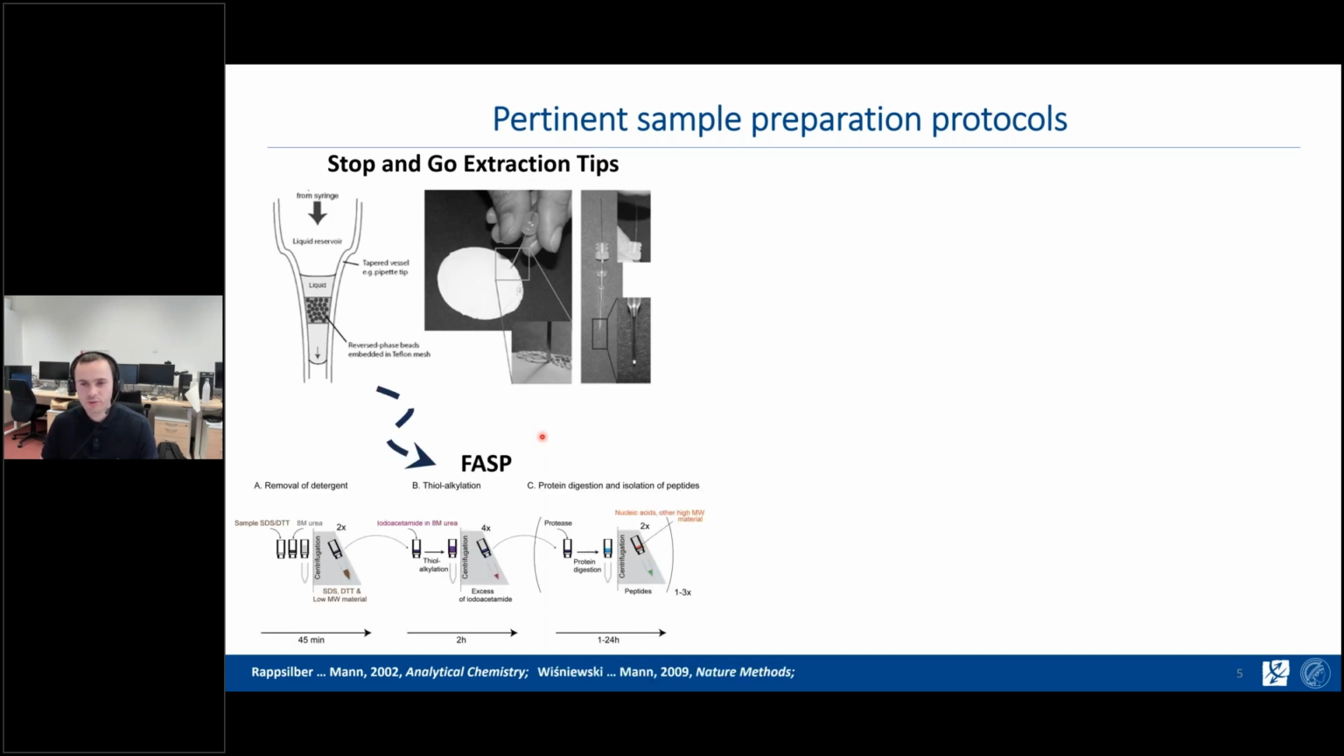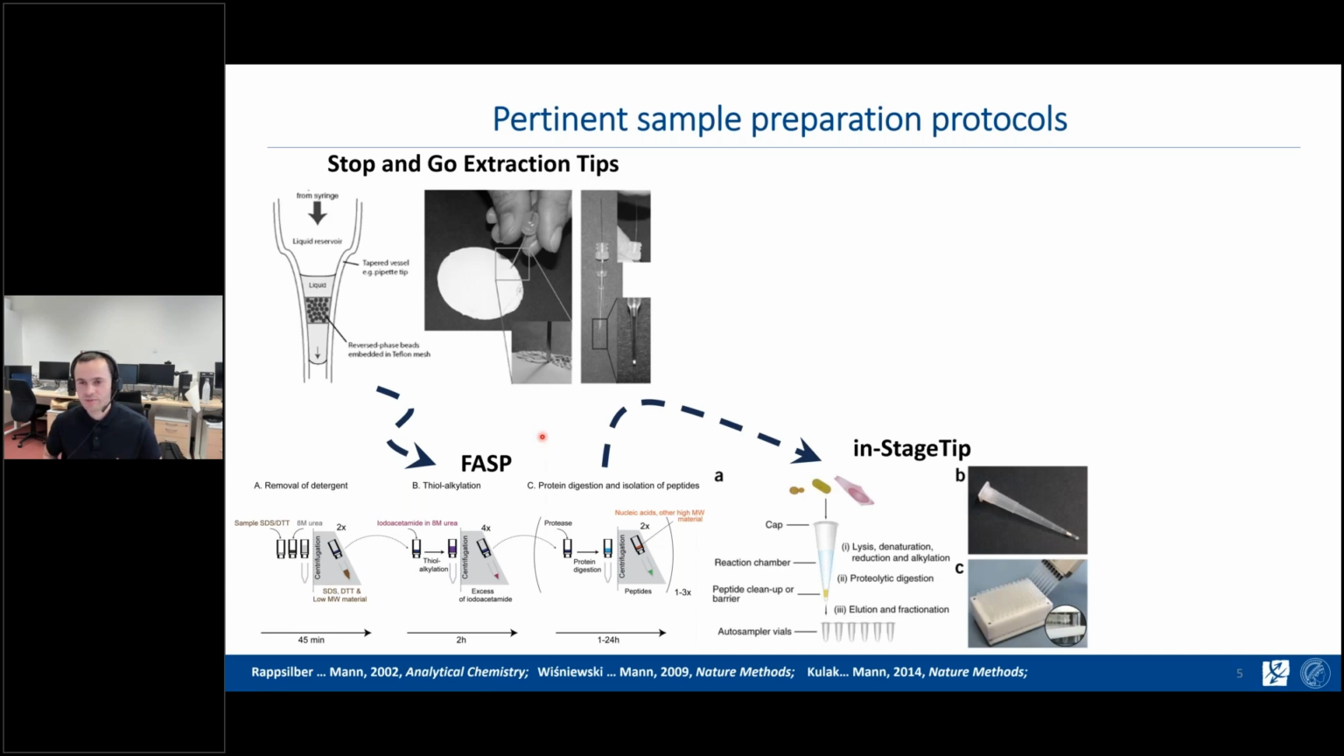Then the FASP protocol was developed in 2009, which allowed doing the entire sample prep, including digestion, in molecular weight cutoff filters. But this was a bit slow and tough to handle sometimes. So we went back to StageTips and used them in the same way to perform the entire sample prep in the liquid volume of these StageTips. But here, handling detergents was a bit annoying and could easily clog the tips.